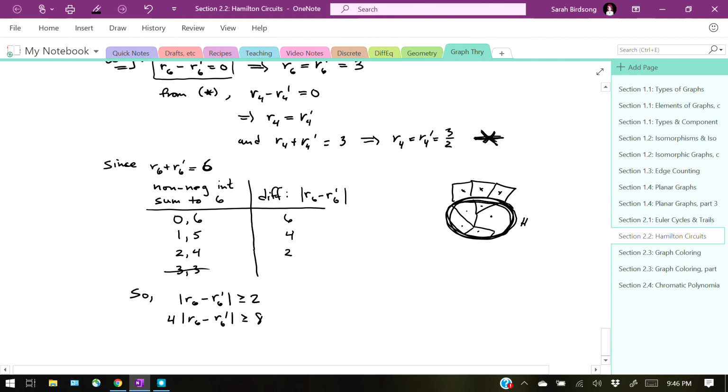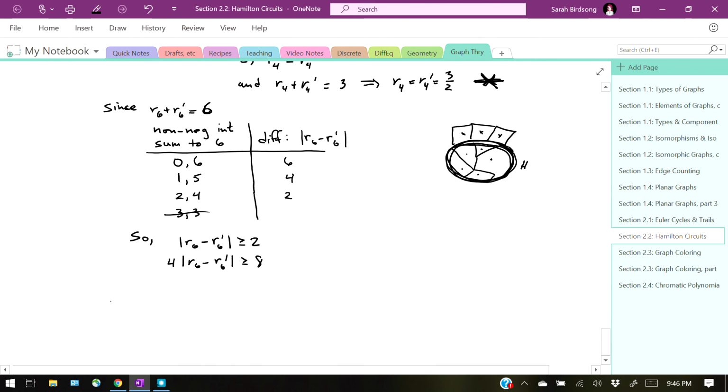Okay, so I'll write down what I just talked out. So if 4 times R6 minus R6 prime is greater than or equal to 8, in order for us to have our formula work, so 2 times the difference of R4 minus R4 prime plus 4 times the difference of the 2 R6s equals 0. What do we need?